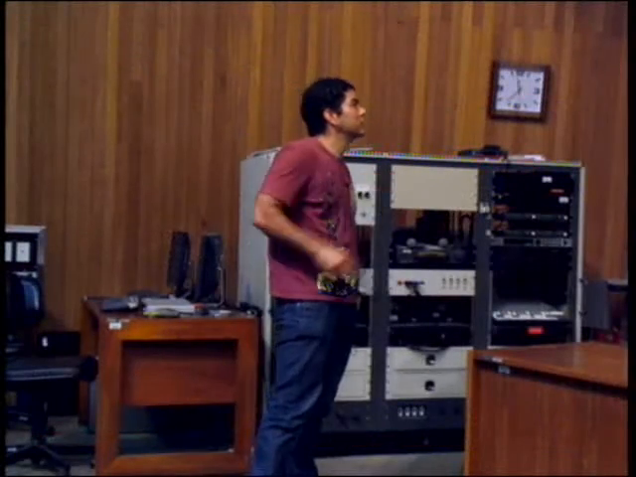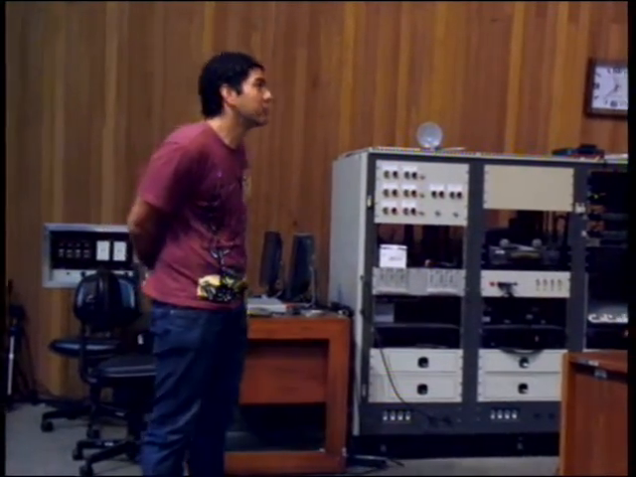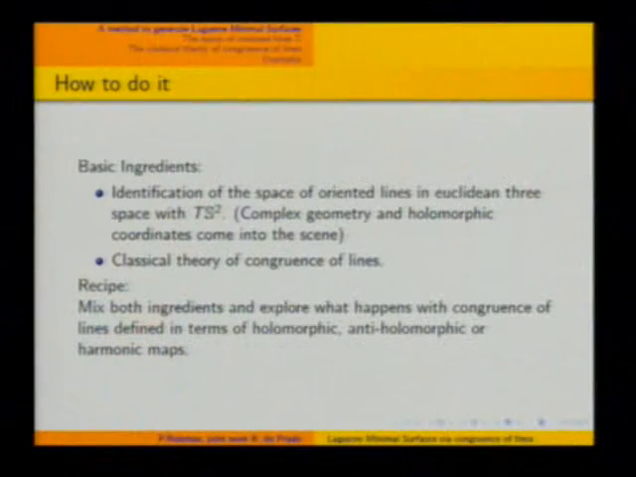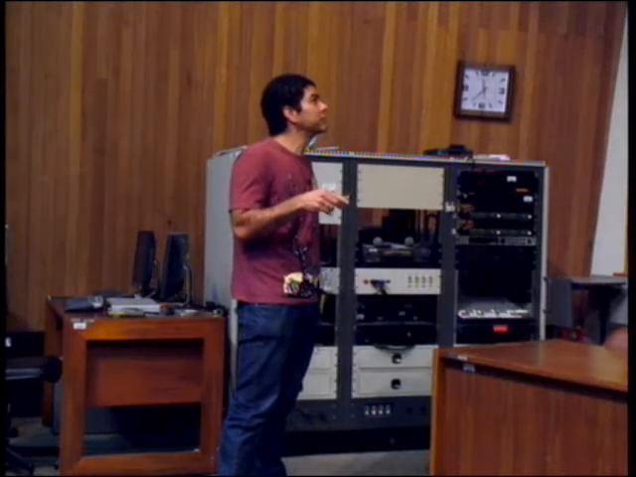Okay. So what we have to do is just very simple. Mix both ingredients, and actually we're going to construct congruence of lines. We're going to define them in terms of holomorphic, anti-holomorphic, and more generally harmonic maps. And see what happens. Okay. So the way we identify the space of oriented lines with the tangent bundle of the unit sphere is actually very simple.